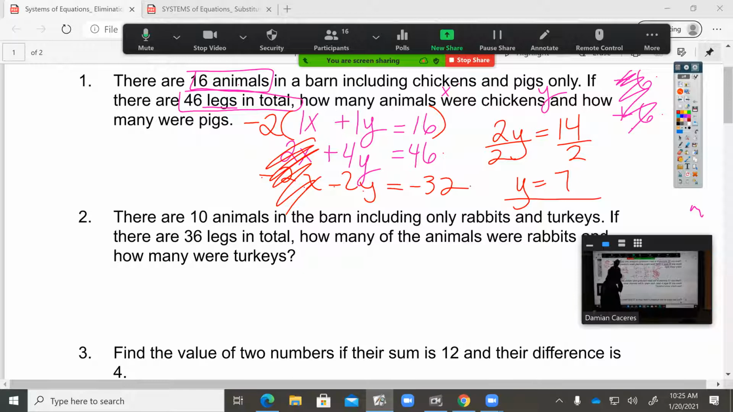Now we know that pigs are y. So we already know that pigs are 7. Now, how do you figure out how many chickens there are? By plugging in 7 for y in any of these equations. So x plus 7 equals 16. The only step to do to leave x by itself is subtract 7 from both sides. X equals positive 9. So that tells me there's 9 chickens and 7 pigs.